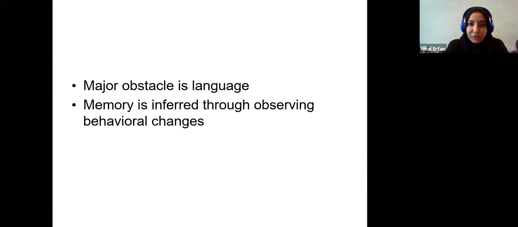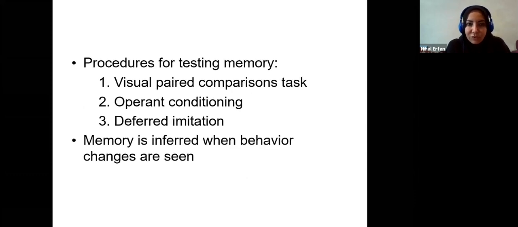So again, major obstacles are language, but memory is inferred through observing behavioral changes. When the infant's behavior changes, that indicates something that you will observe. There are actually procedures for testing memory: the visual paired comparison task, operant conditioning, and deferred imitation. So memory is inferred when behavior changes are seen. Operant conditioning we're going to take when we have a whole lecture on learning, so we're going to discuss that in another lecture.